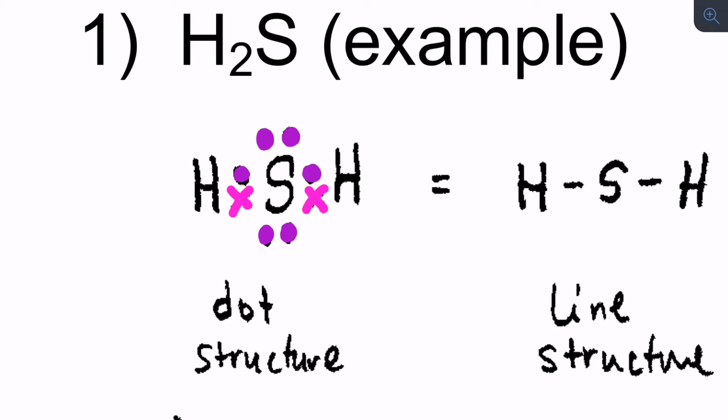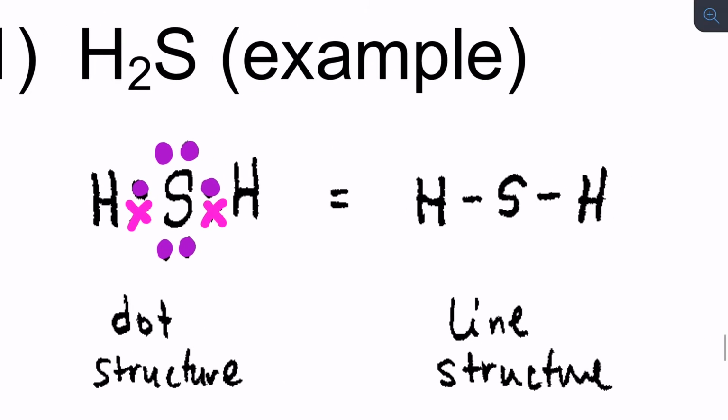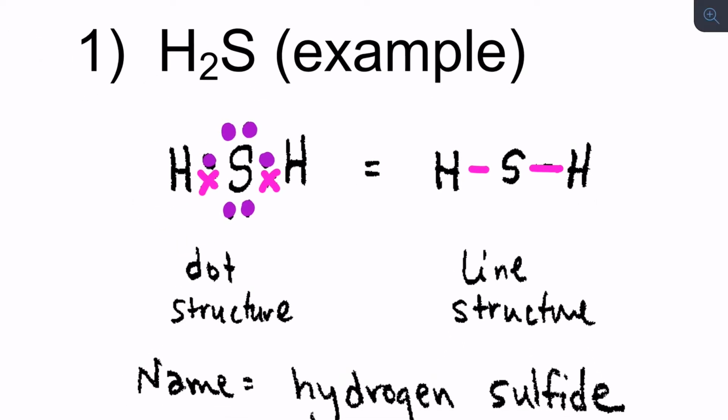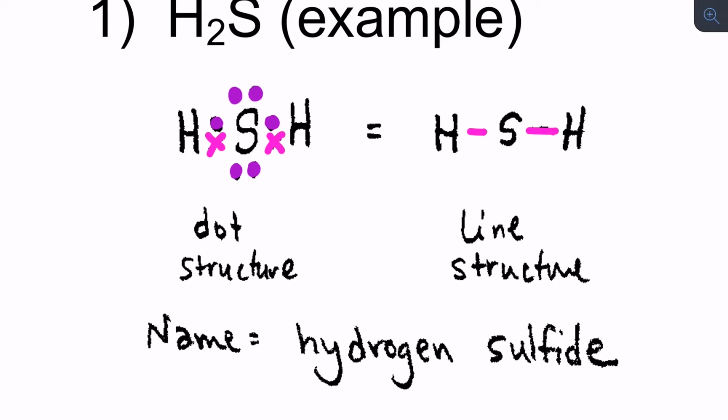Hydrogen's full table only has 2 electrons. That's how many electrons can fit in the first ring of an electron shell, so that's how many hydrogen is going to have. When we draw it out, these are making single bonds, so we just put these dashes, and we don't draw the other electrons. That's the line structure. And the name is hydrogen sulfide.